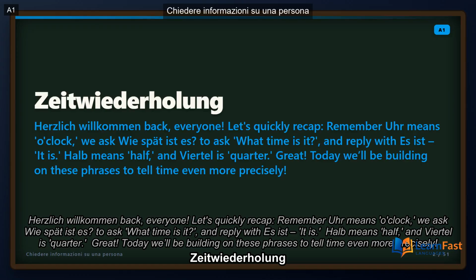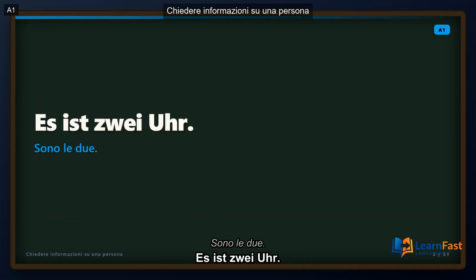Let's quickly recap. Remember, Uhr means o'clock. We ask, Wie spät ist es? to ask what time is it, and reply with, Es ist... Halb means half, and Viertel is quarter. Great. Today we'll be building on these phrases to tell time even more precisely. Es ist 2 Uhr.